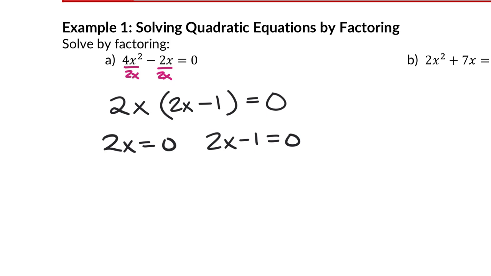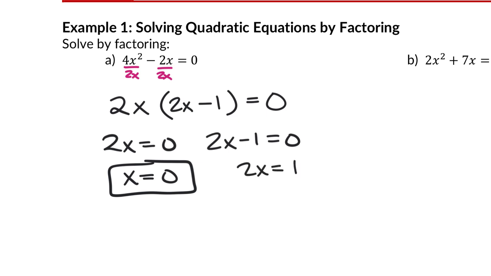In that first equation, I divide by 2 on both sides, which means x is equal to 0. On the other one, I add 1 to both sides, and then I divide by 2 on both sides, and I get that x is equal to 1/2. Since these are both x equals, we've solved an equation. You can plug them back in to check your work. We're going to skip that step just within our notes, but you can always do that on a quiz or test or something. Questions, comments, concerns?